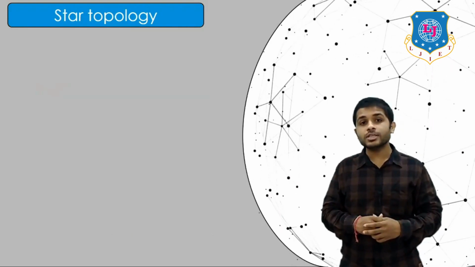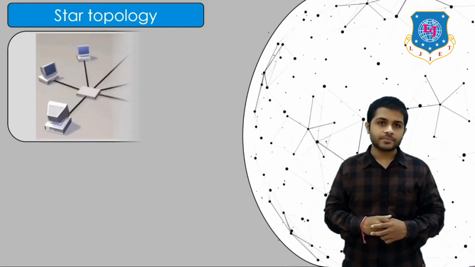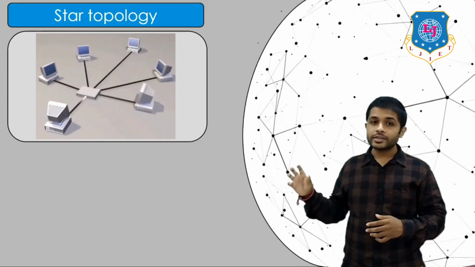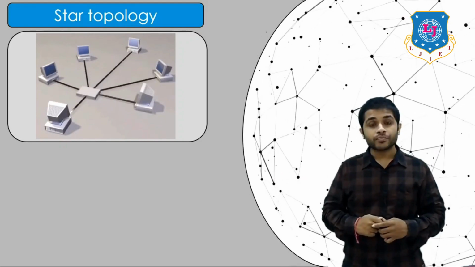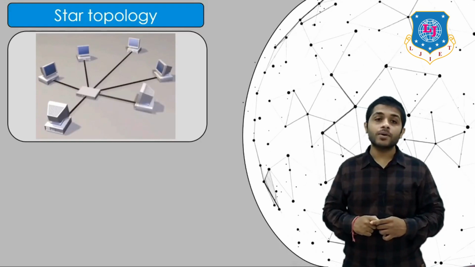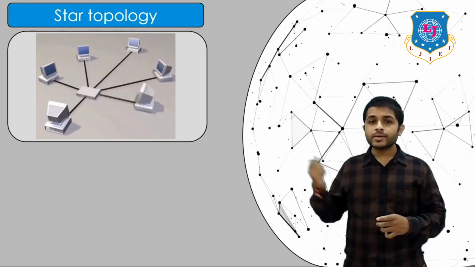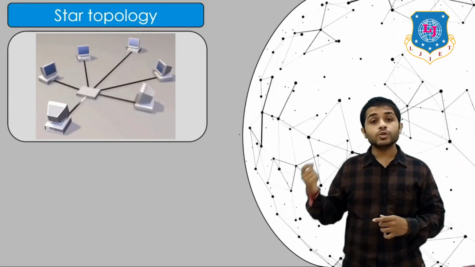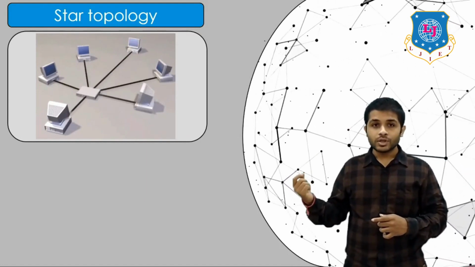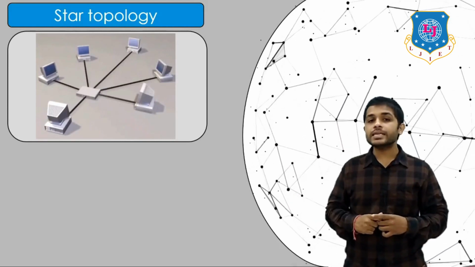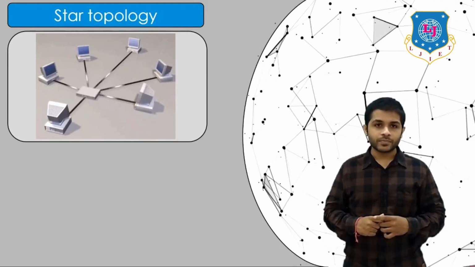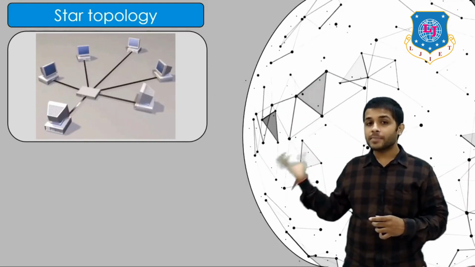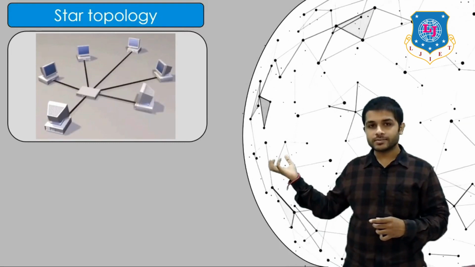The next topology is called star topology. In the star topology, all the devices are connected to a centralized device. A centralized device can be hub or switch. You can see that each device is connected to the centralized device using a dedicated link. So each device can send and receive data at any time. And in the star topology, n number of devices can be connected to the centralized device.